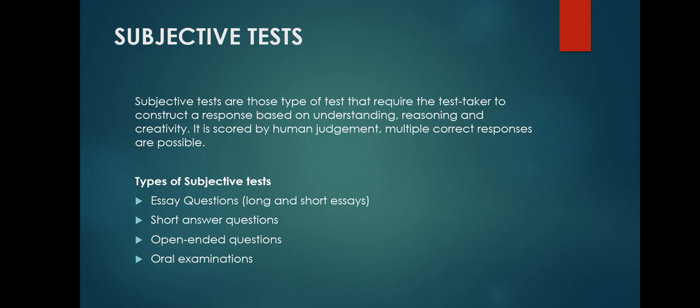Second is the subjective test. Subjective tests are those type of tests that require the test taker to construct a response based on understanding, reasoning, and sometimes creativity of an individual. These tests are scored by human judgment, and multiple correct responses are possible for the same test item. Common types of subjective tests include long and short essays, short answer questions, open-ended questions, and oral examination.